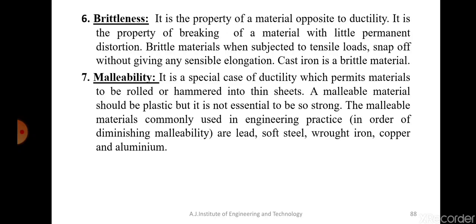Okay, next one is called malleability. Malleability is another form where the material doesn't break, but instead of applying tensile force, we apply compressive force. That means you're trying to press the material, and even then it will not break, rather it will start reducing in length and increasing in thickness. So it's a special form of ductility. In ductility, we stretch the material and make it into wires. In malleability, we press or compress it and make it into sheets.